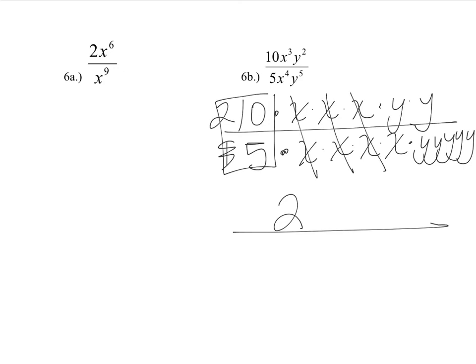I've crossed off all 3 at the top, right? How many does that leave me with at the bottom? Just 1, right? You've canceled out the 3 on the top. You're left with 1 on the bottom. So there's an x on the bottom.